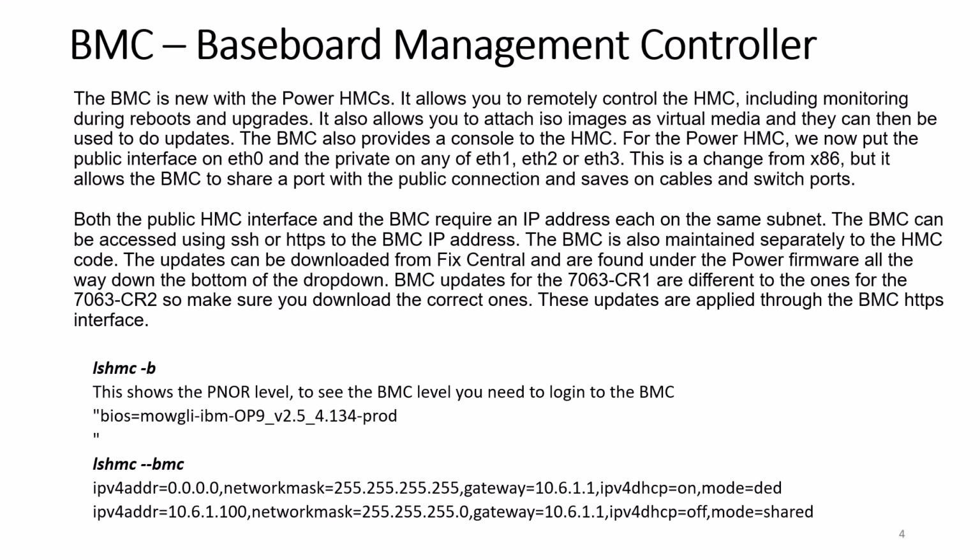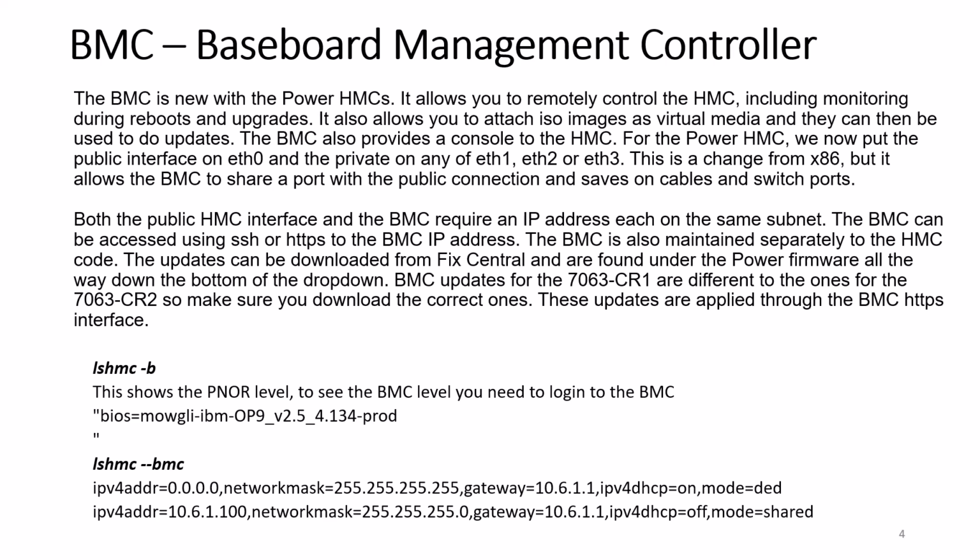So on the HMC that is made from Power, we now have a public interface on ETH0, and the private goes on any one of ETH1, ETH2, or ETH3. This is different to the x86, and the reason that we put it on ETH0 for the public interface is now the BMC does not have to have its own physical connection. It can share the port with that public connection, and it has an IP on the public network. This will save you on cables and switch ports.